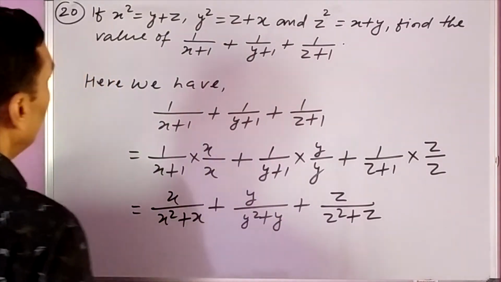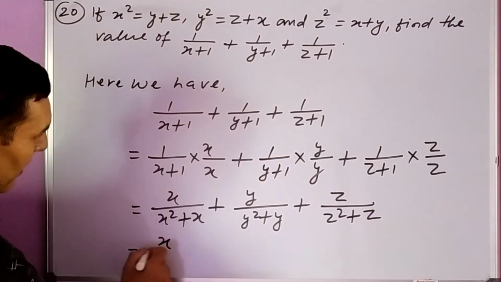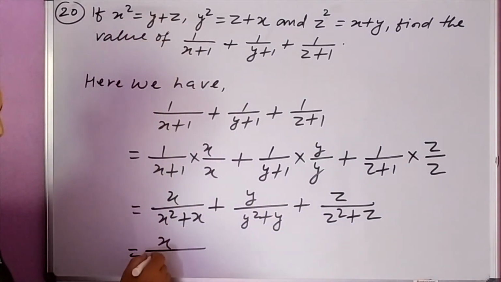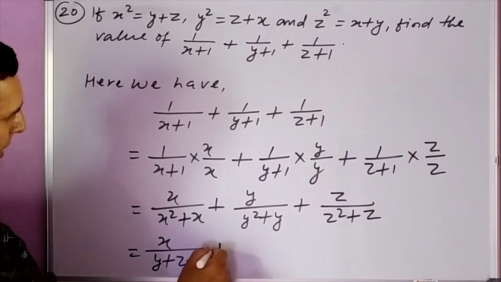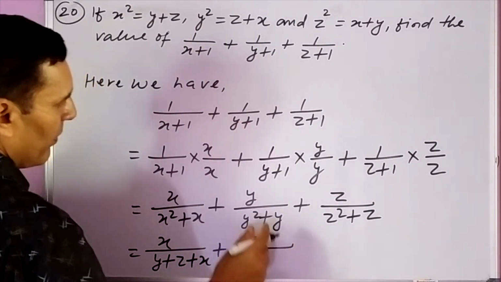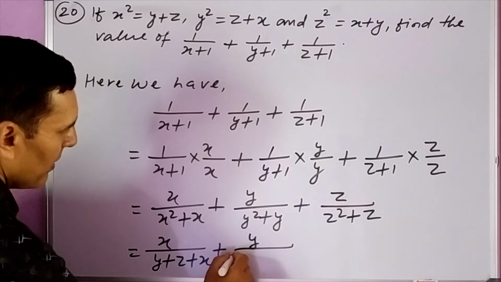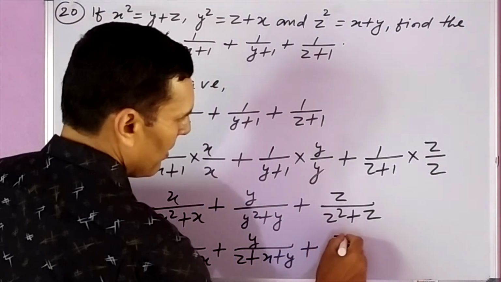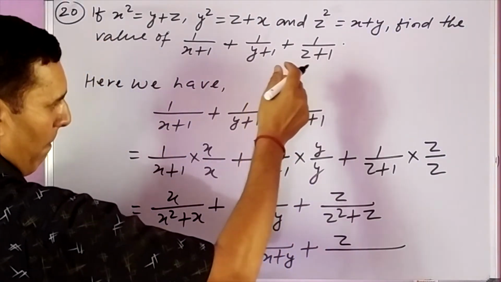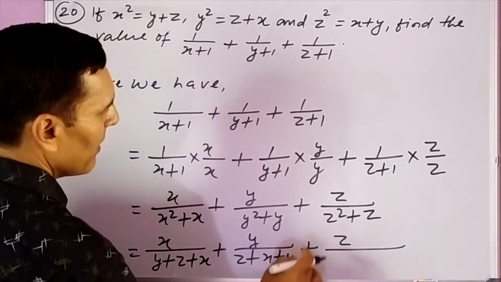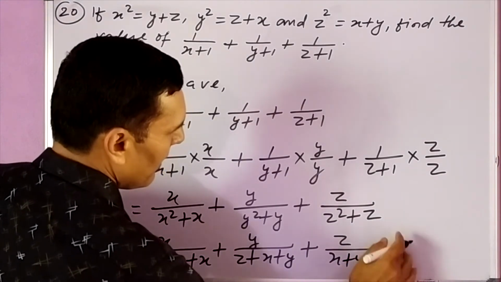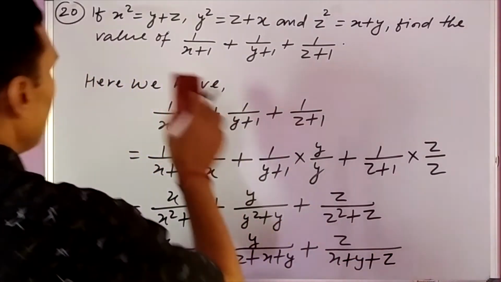So let's substitute the values of x square, y square and z square. What is x square? It is y plus z and this plus x as it is, and y upon, what is y square? z plus x, z plus x plus y as it is, upon z upon, what is the value of z square? x plus y and plus z as it is. Now we have the same denominator.